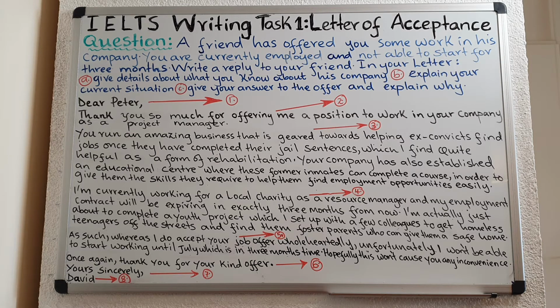I have explained to Peter what I'm doing right now. I'm currently working for a local charity as a resource manager. I've also told Peter about my employment contract. I have told Peter that my employment contract will be expiring in exactly 3 months from now. So 3 months from now is when my contract will be expiring. I've also told Peter about a project that I'm doing right now at my current job.